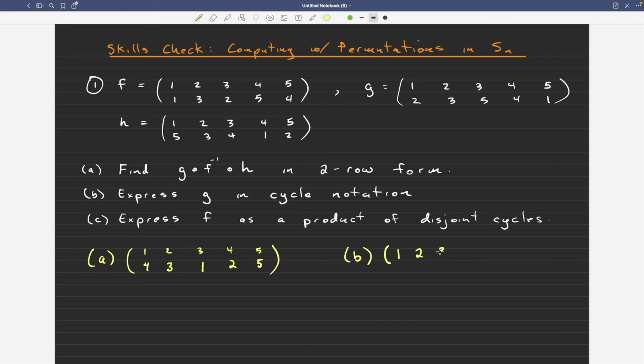2 in turn maps to 3 in G. 3 in turn maps to 5. 5 maps to 1, so I just wrap that off. And then 4 maps to 4. I could put that there, but there's no need.